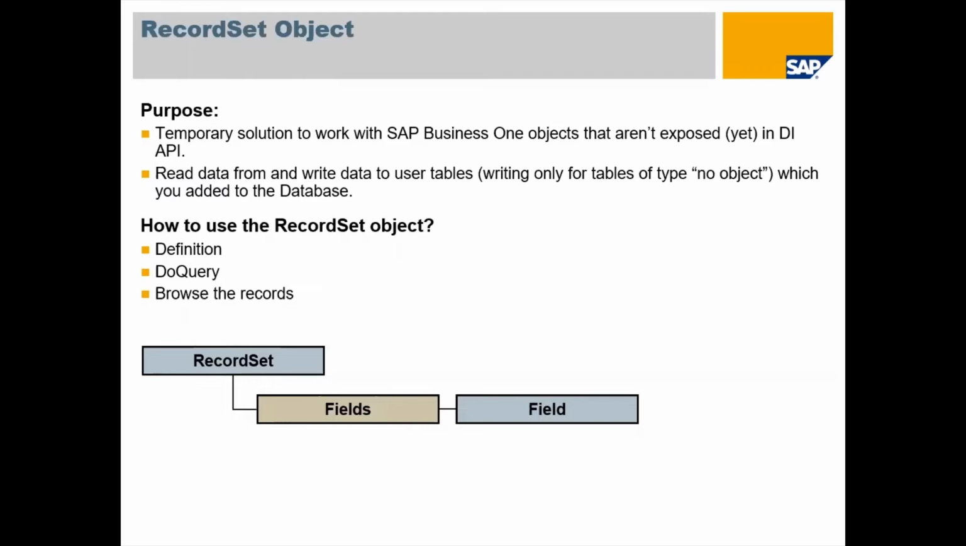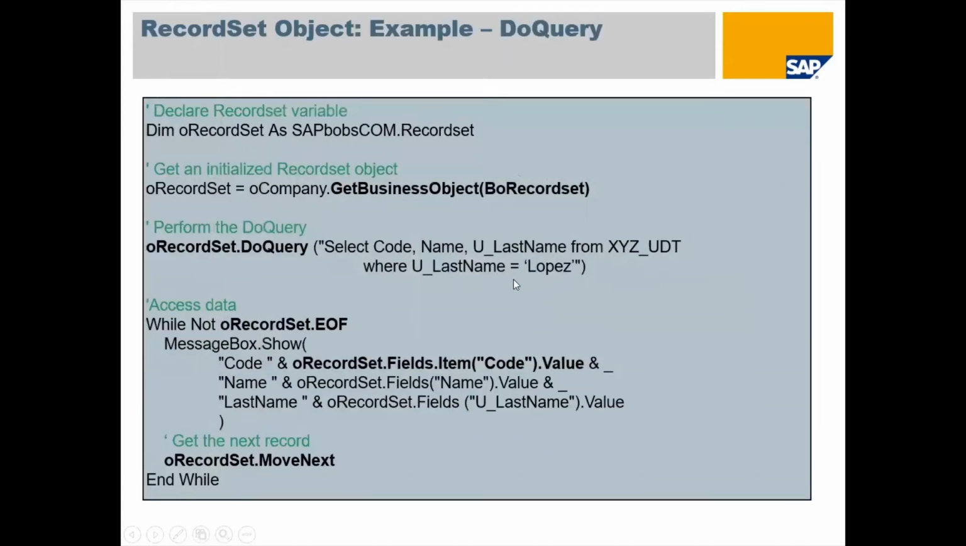Mostly, there is no validation. So please be careful. And also, we recommend that record set is only used for retrieving or reading data purposes only. So how do we use the record set? First, we need to declare the variable. After we declare the variable, we initialize it, and then we perform the do query and we access the data.